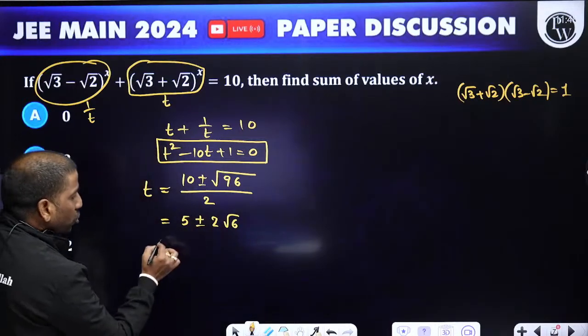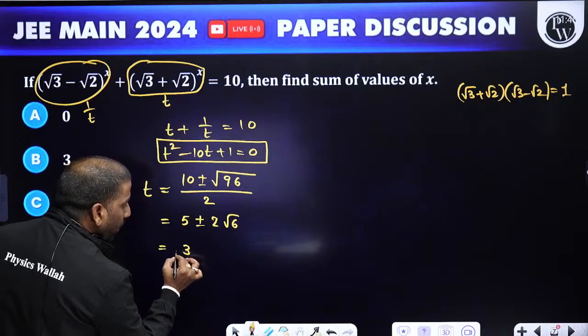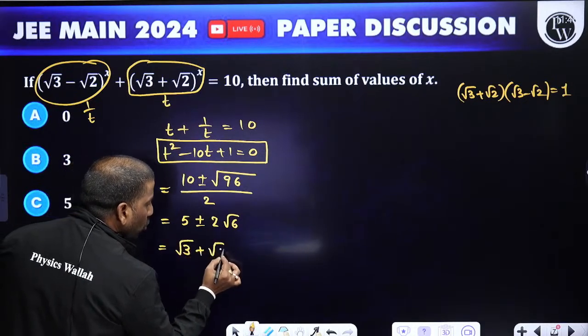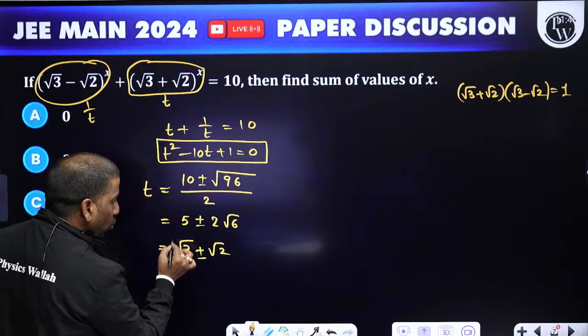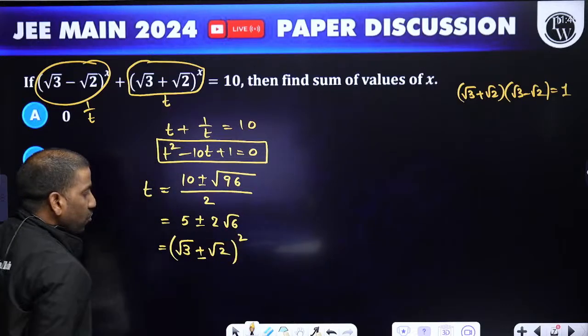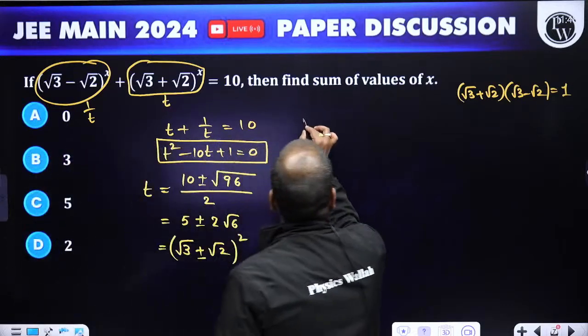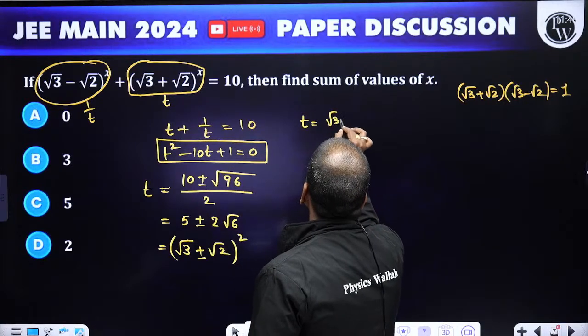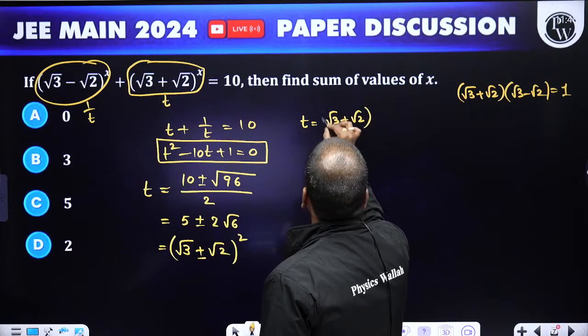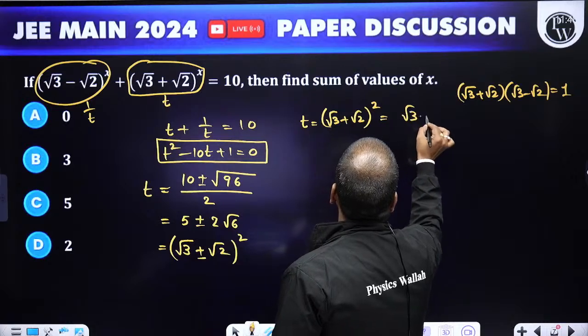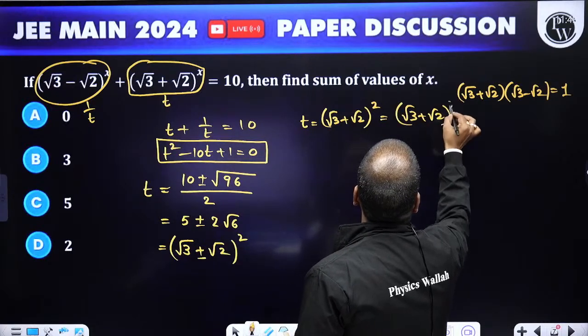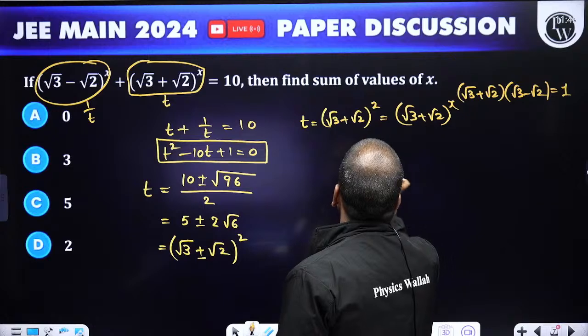So observe, this 2 root 6 is nothing but root 3 plus or minus root 2 whole square. So then two values, very simple question. Root 3 plus root 2 whole square is equal to root 3 plus root 2 power x. So that means x is equal to 2.